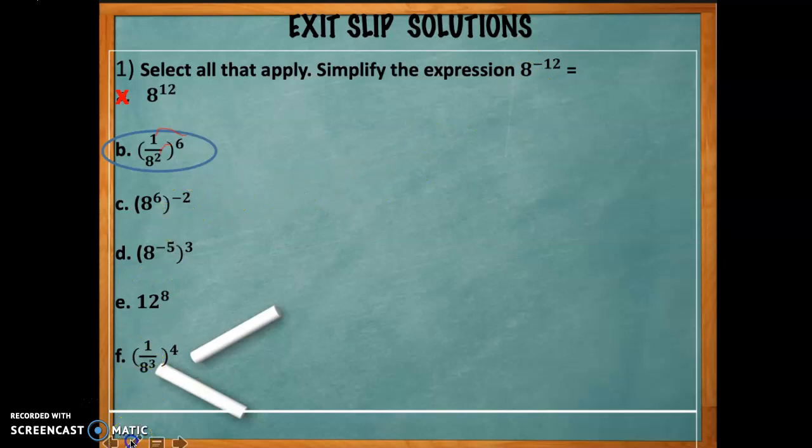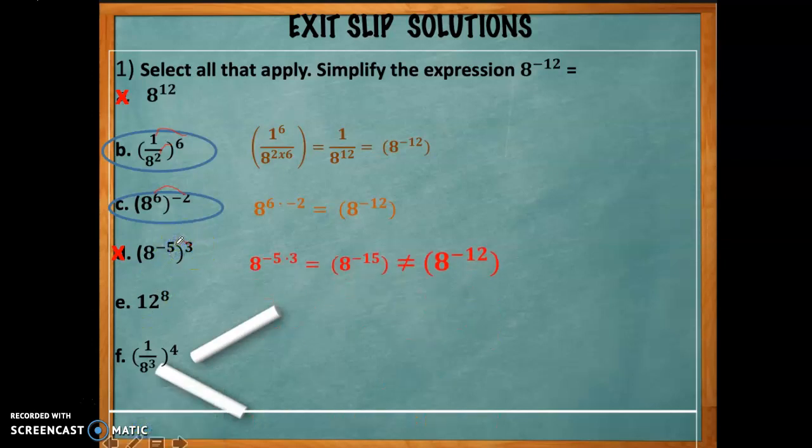This one here, same thing. You're going to distribute using power to power. 6 times negative 2 will give me negative 12. And then what you're going to do is multiply and you get that negative 12. This one here, when I distribute the 3 to the negative 5, I'm going to get negative 15. So that does not equal negative 12. These are not the same. Here, 12 to the 8, still not the same.